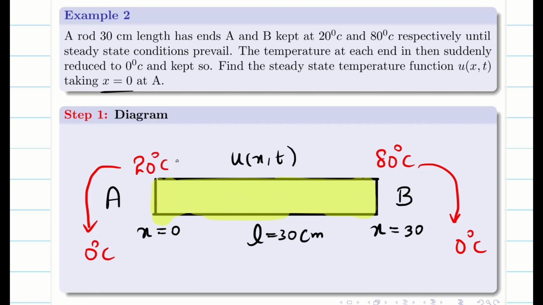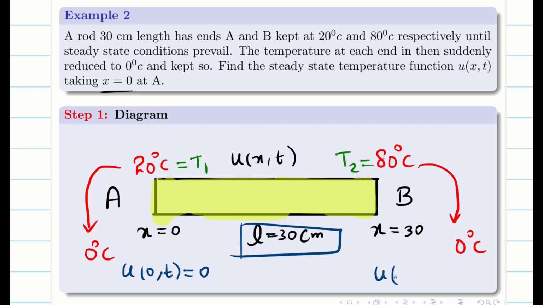So now my T1 is going to be 20 degrees Celsius and T2 is going to be 80 degrees Celsius. Since the temperature is reduced to 0 degrees Celsius, we would say u of 0 comma t is 0. U of 30, I am going to assume this 30 as L, so u of L comma t equal to 0. So my diagram gets over. This is my step 1.